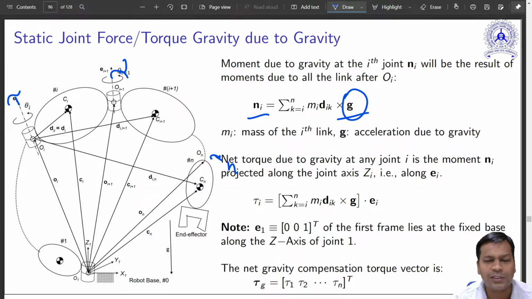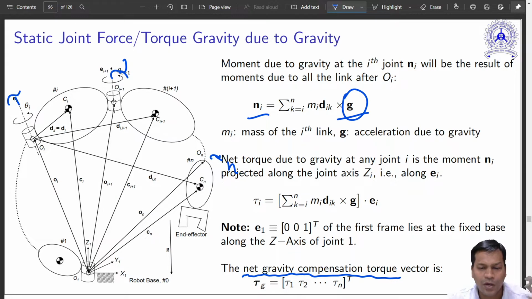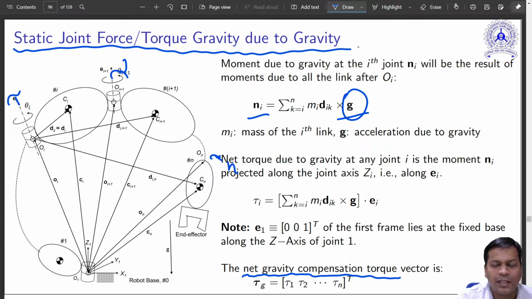Got it? So this is known as gravity compensation torque, and this is what is required for any controller. It uses this much torque as a bare minimum to make the robot easier to control. So this is a static analysis that is doing gravity torque.